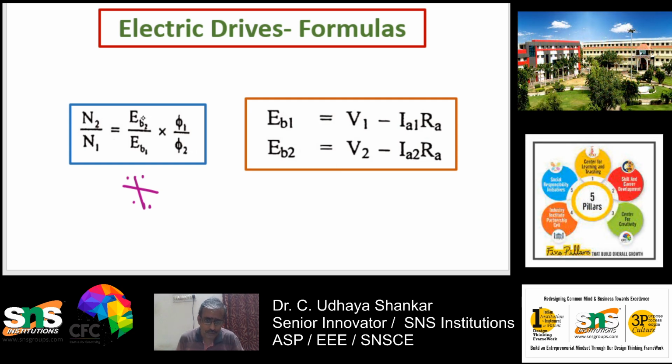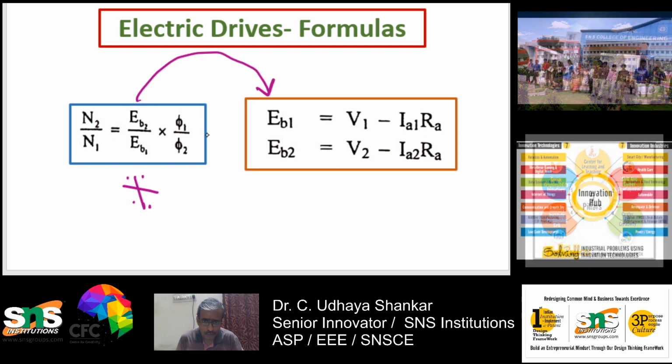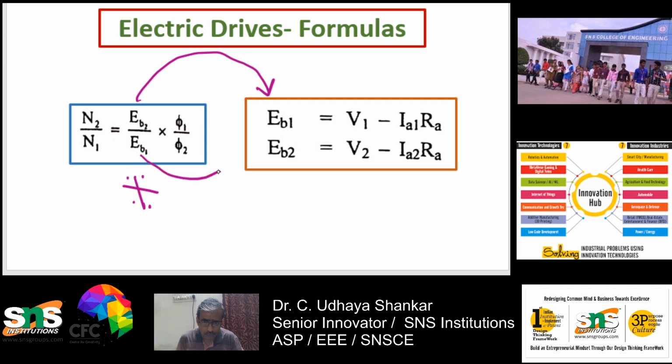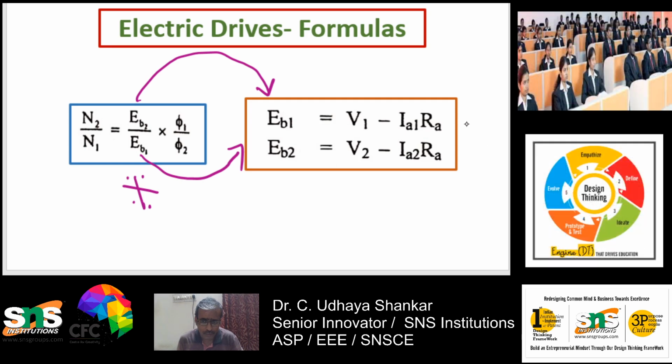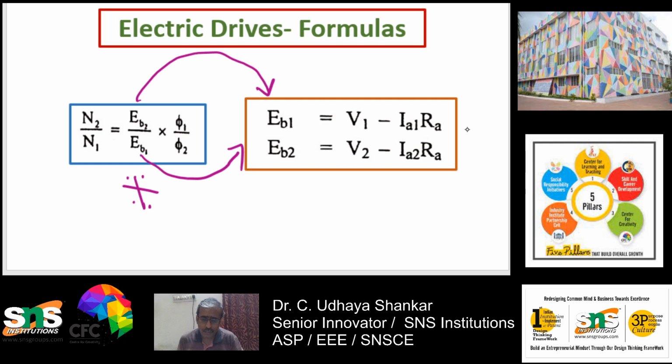And how do we find EB2 and EB1? They can be found by using these two formulas. EB1 is given by V1 minus IA1 RA. As you know from motor dynamics, since we are solving for a motor, the terminal voltage will be equal to the back EMF plus the armature voltage drop.